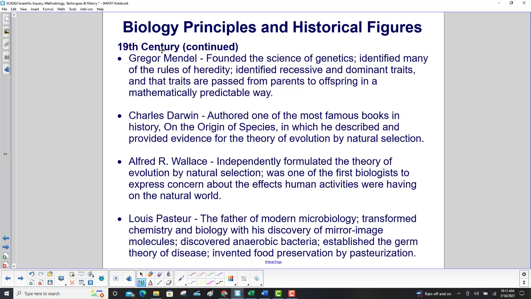Louis Pasteur, the father of modern microbiology, transformed chemistry and biology with his discovery of mirror image molecules. He discovered anaerobic bacteria, established the germ theory of disease, and invented food preservation by pasteurization.